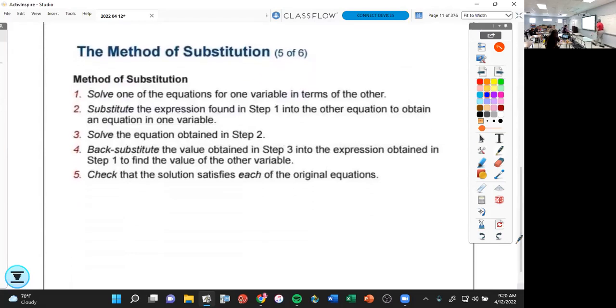So here are the steps. Step number 1, solve one of the equations for one variable in terms of the other. Number 2, substitute that expression into the other equation. Solve it. That's step number 3. Back substitute. That's step number 4. 5, check that the solution satisfies the original equations. That's it.